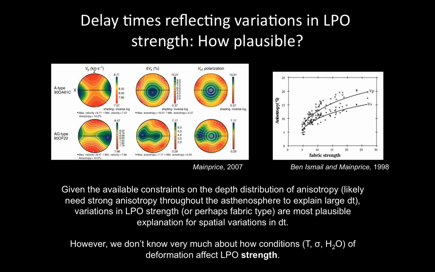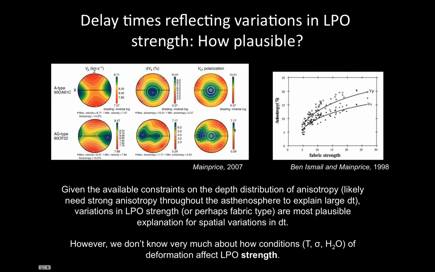evaluate the hypothesis. Another idea related to differences in olivine fabric might be that we're actually seeing variations in olivine LPO strength. Again, this flow field is very simple, so there has to be something else giving us these variations in delay times. Maybe we're just looking at differences in the strength of olivine LPO.